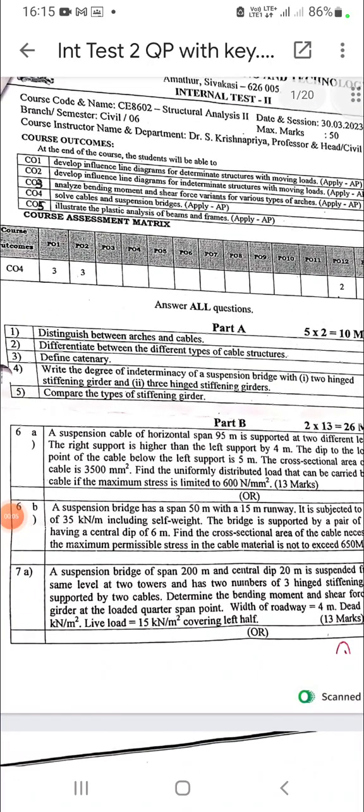So first of all, in part A, it is distinguish between arches and cables. For the arch, first of all, you write the definition and you draw. Then you write what is the type of load each carries, and then you have to write what load it will be resisting.